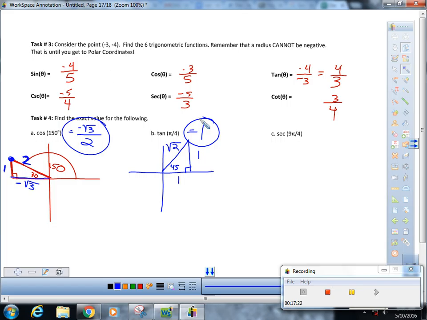Secant of 9 pi over 4. Ooh. Pi over 4 is 45 degrees. What's 9 times 45 degrees? Well, let's see. That's going to be 8 times 45 degrees is all the way around the circle, isn't it? So I think this is the same picture.